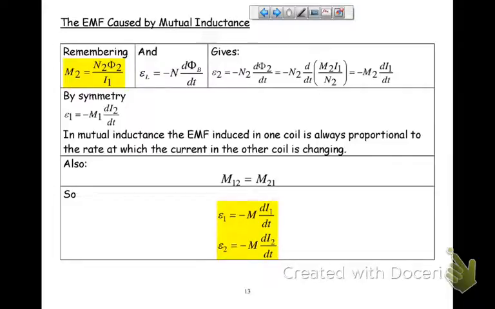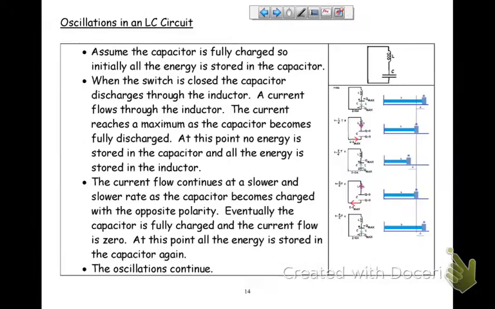And again, continuing, the EMF caused by mutual inductance is equal to, rather than before for inductance, where we said that E is equal to minus L di by dt, we're just using M rather than L. Again, know it's there, don't commit it to memory.